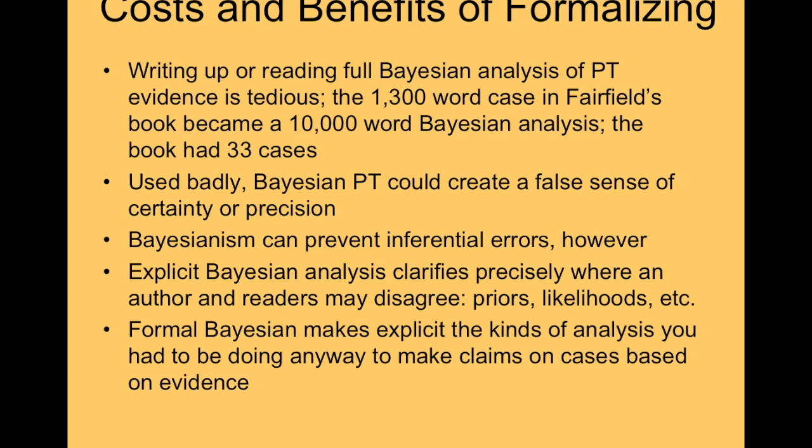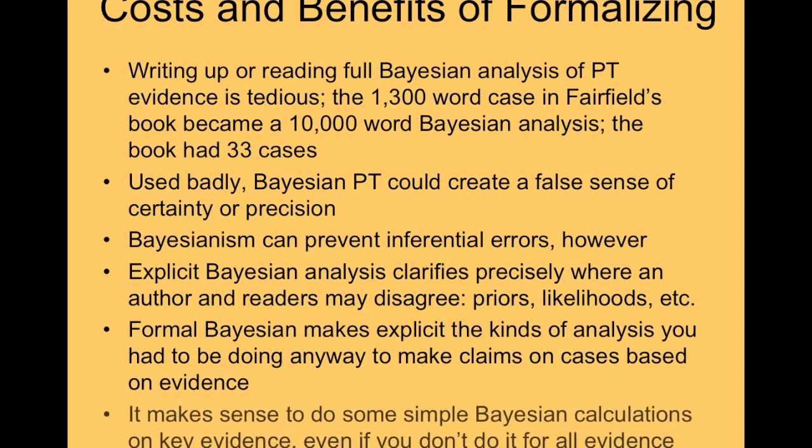So a strong argument here is that Bayesianism makes explicit the kinds of calculations you had to be doing anyway, and doing informally, to make claims about case outcomes based on evidence. So it's just forcing us to be explicit about what we were doing implicitly.